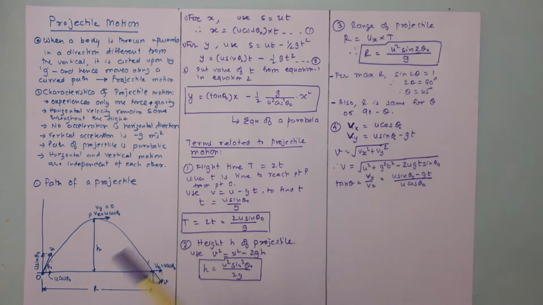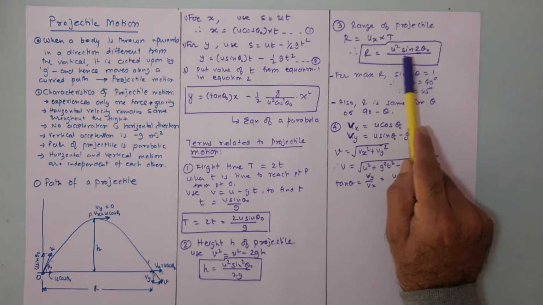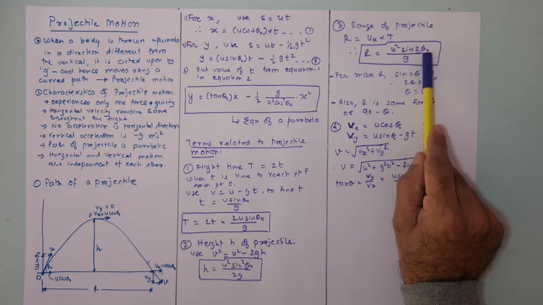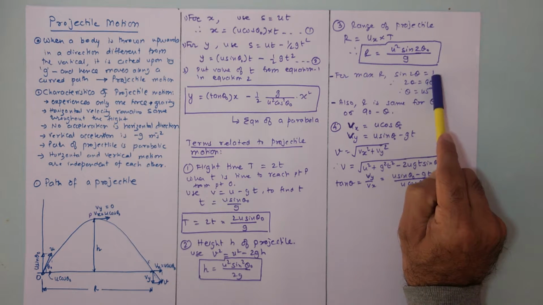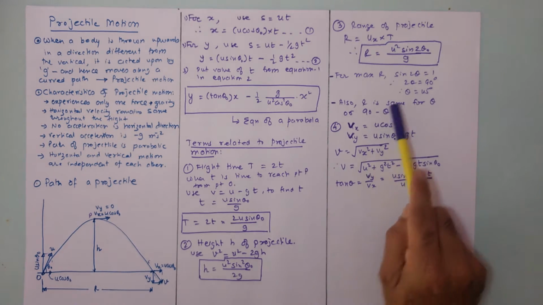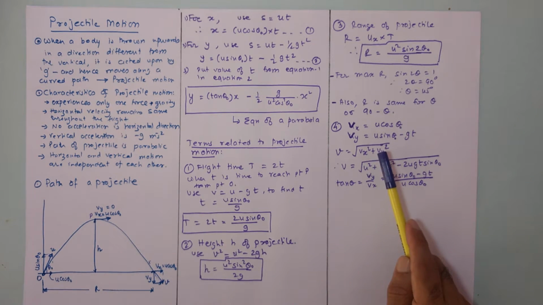For the maximum value of r, what should happen? If I want to increase this r, sine 2 theta should have a maximum value, and sine 2 theta therefore should be equal to 1, therefore theta is equal to 45 degrees. So if I throw the projectile at an angle of 45 degrees, the range will be maximum.